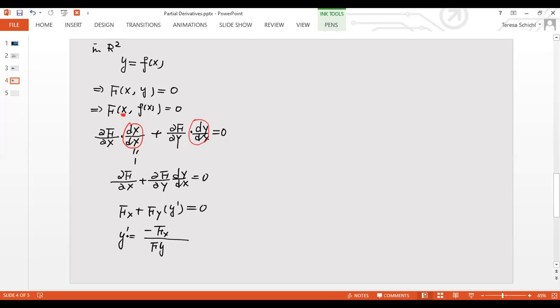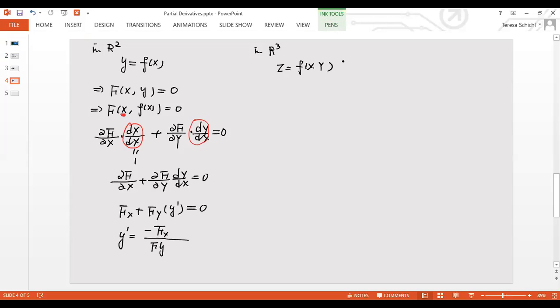All right, so the same way here in R3. So in R3, we have a function where z is equal to f of x, y. So it's two variables.